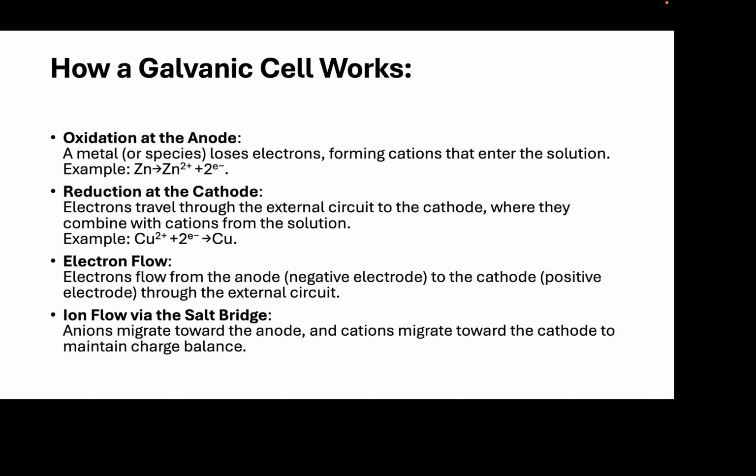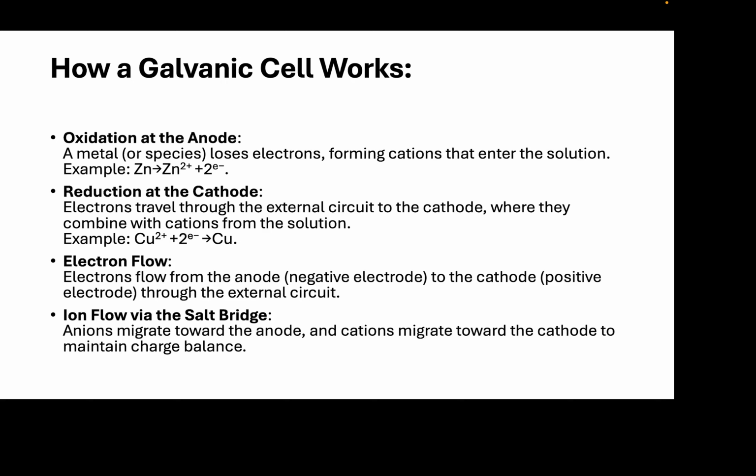So basically, how does a galvanic cell work? As we have seen in the previous slide itself, at anode oxidation will occur, at cathode reduction will occur. So the oxidation at anode means there will be an element or a metal which will lose electrons, forming cations that enter the solution. We'll see in the coming slides how. And also you guys have already learned about the galvanic cell.